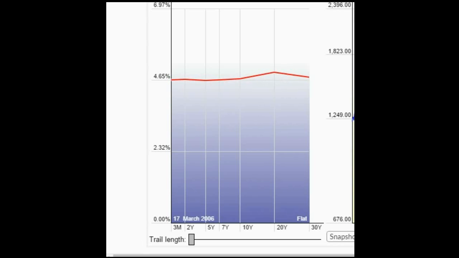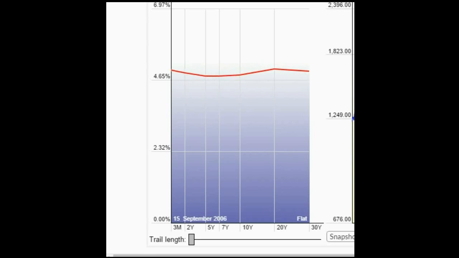Okay, we're going to examine the yield curve right now. Okay, we got it started. What we're looking at here is a very flat yield curve. It's running in around 4.65, 4.7%, but the long end of the yield curve is almost the same as the short end of the yield curve.